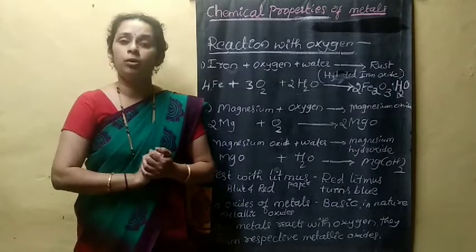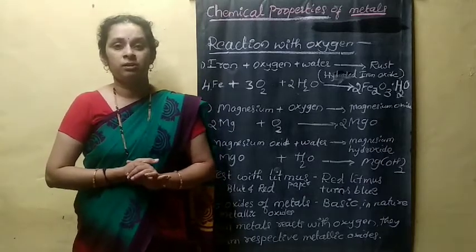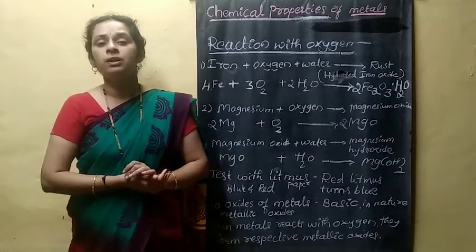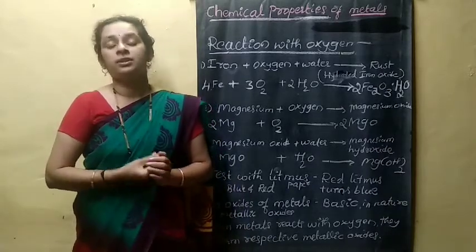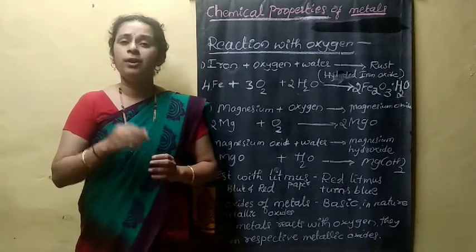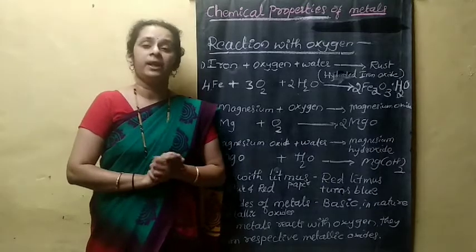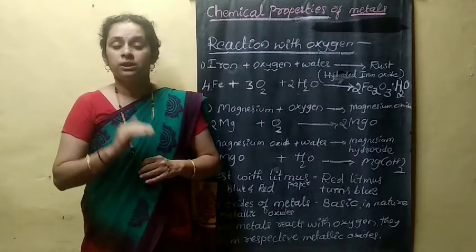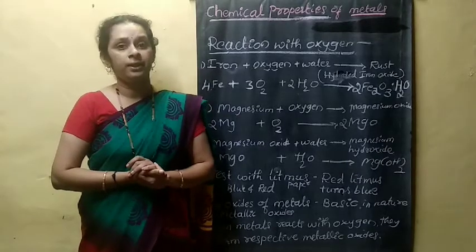That brown color coating on the iron nail is nothing but what we call rust. What are the factors responsible for rusting of iron? What are the essential materials for rusting of iron? You studied that in the 7th standard. For rusting of iron, oxygen and water are very essential. Moist air contains oxygen and water molecules. These water molecules and oxygen are very essential for rusting of iron.